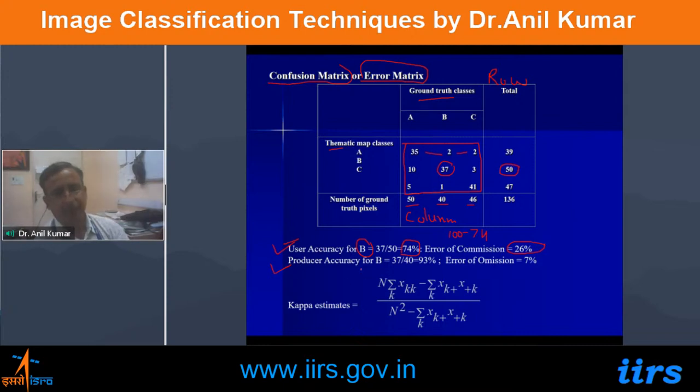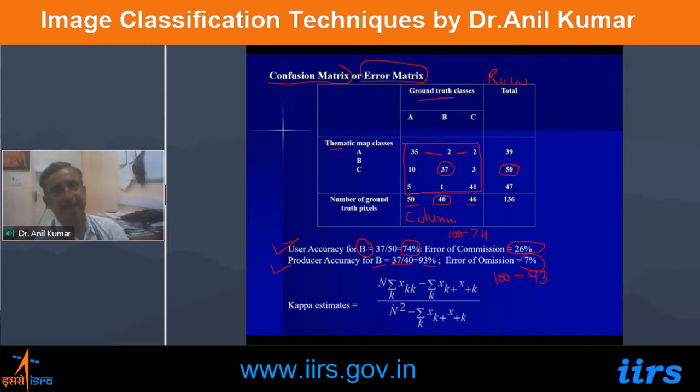Now producer accuracy is basically how correctly the samples are identified for class B, again that is 37, and the total number of samples you have taken on the ground truth, on the reference image, for class B is 40. So it is 37 by 40, which is 93%. And the error of omission is again 100% minus 93, that is 7%.